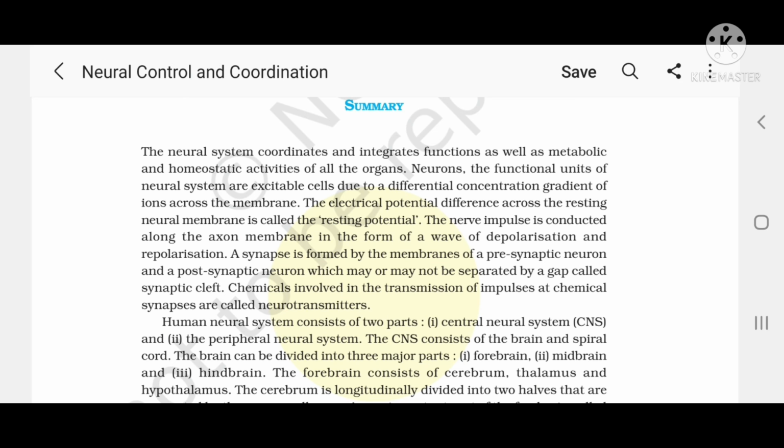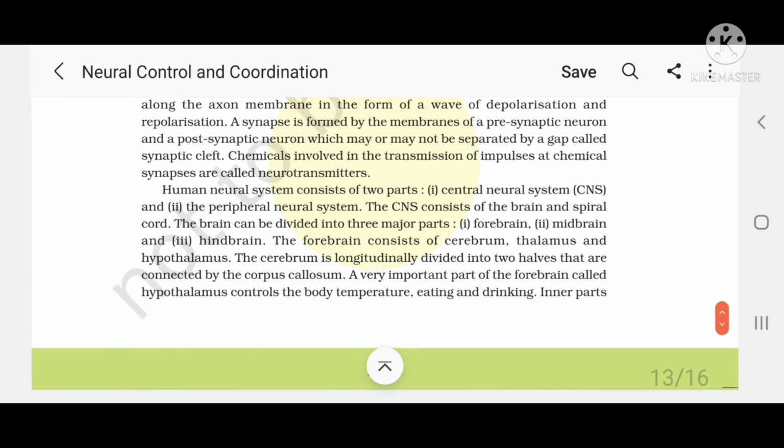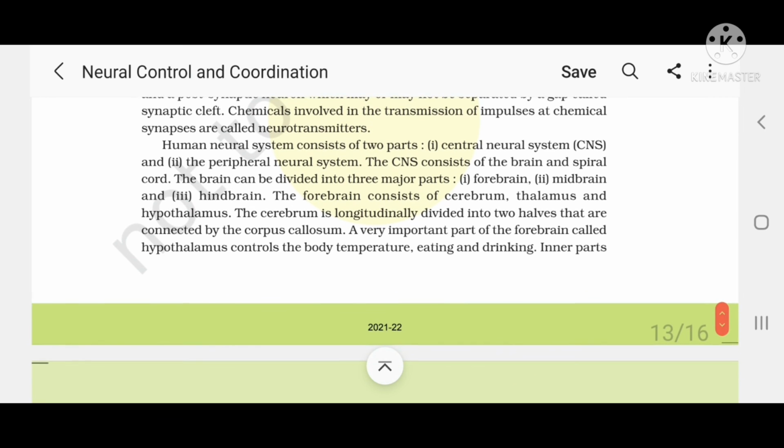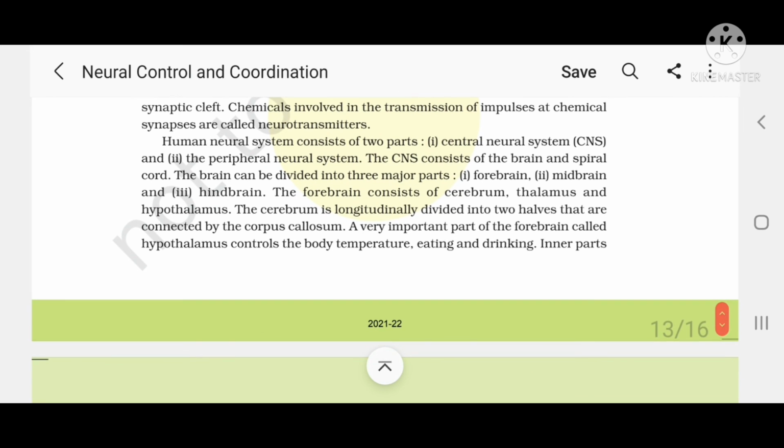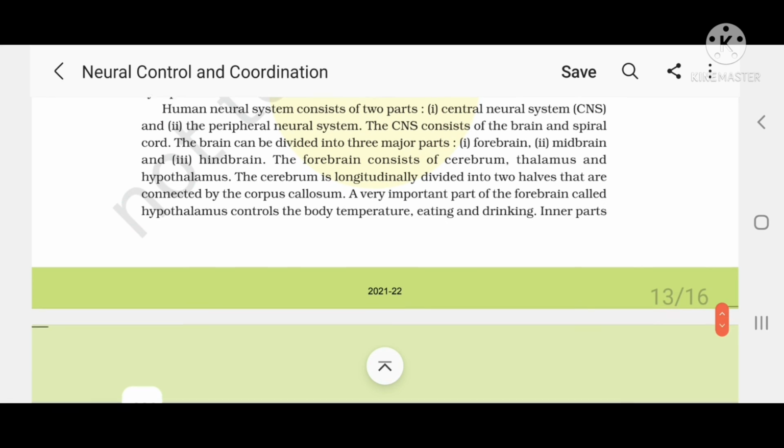A synapse is formed by the membranes of a presynaptic neuron and a postsynaptic neuron, which may or may not be separated by a gap called the synaptic cleft. Chemicals involved in the transmission of impulses at chemical synapses are called neurotransmitters. The human neural system consists of two parts: first, the central neural system (CNS), and second, the peripheral neural system.